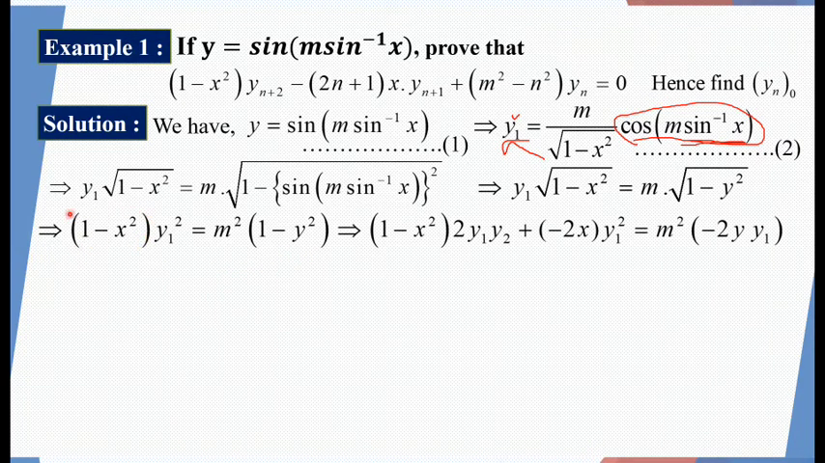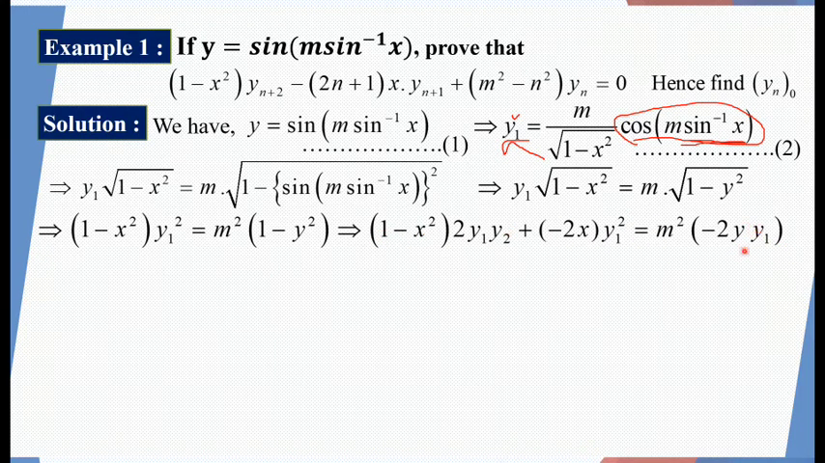So 1 minus x square as it is. Differentiation of y1 square is 2y1 and y1 is y2, plus y1 square as it is. Differentiation of 1 minus x square is minus 2x, equals to m square. Differentiation of 1 is 0. It is minus 2y into y1. Now see, there is 2y1 in each term. So can we eliminate it?